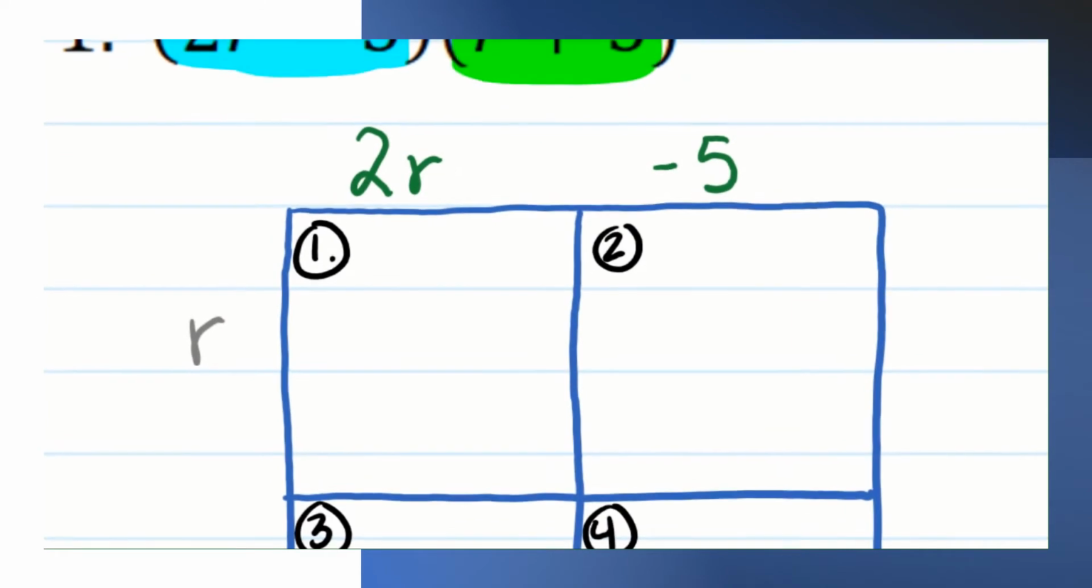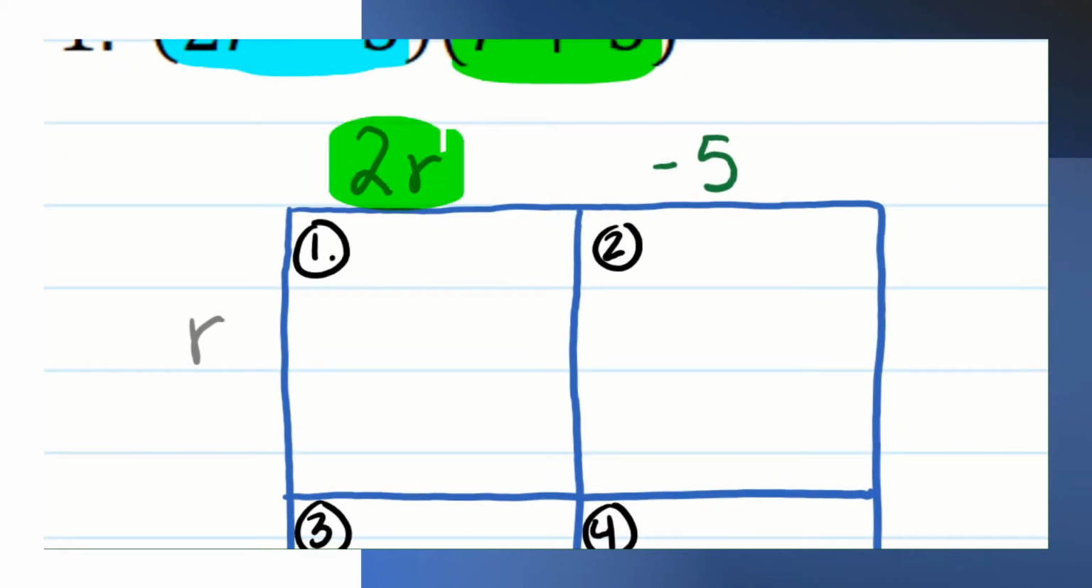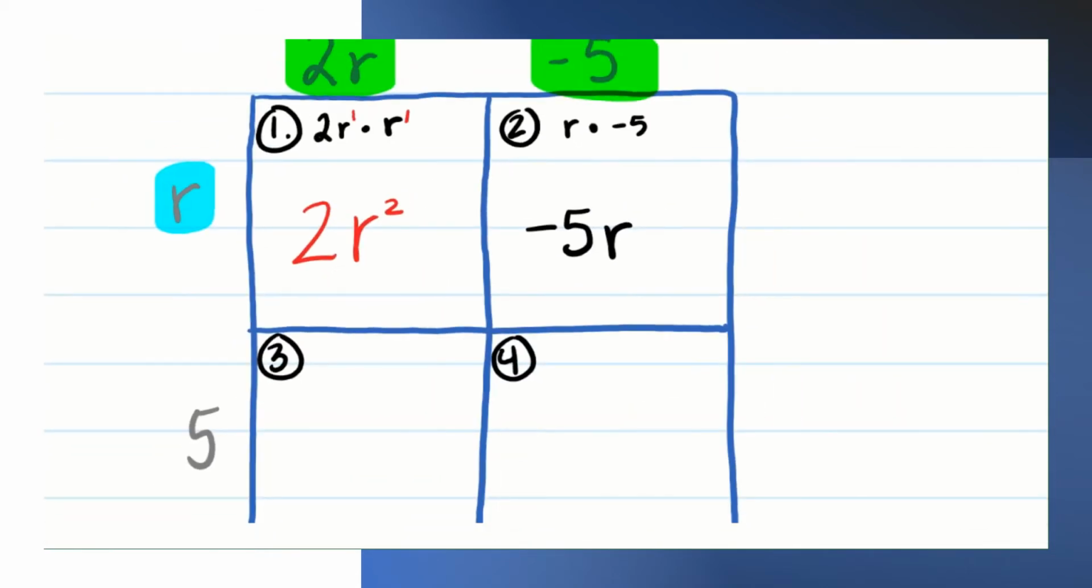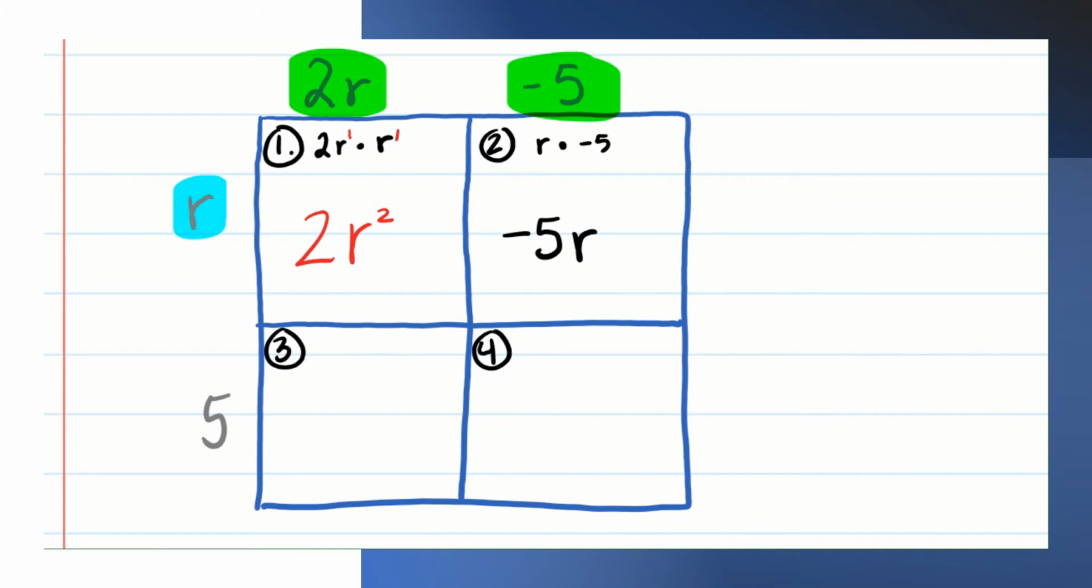We start with box 1, and we multiply the top of box 1 with the side of box 1. In this problem, I'm going to be multiplying 2r times r. If you recall the rules of multiplying the same base, we just add the exponents. So 2r times r gives 2r to the second power, or 2r squared. Now for the inside of the second box, I multiply the top, which is negative 5, times the side, which is still r. r times negative 5 would give you negative 5r.